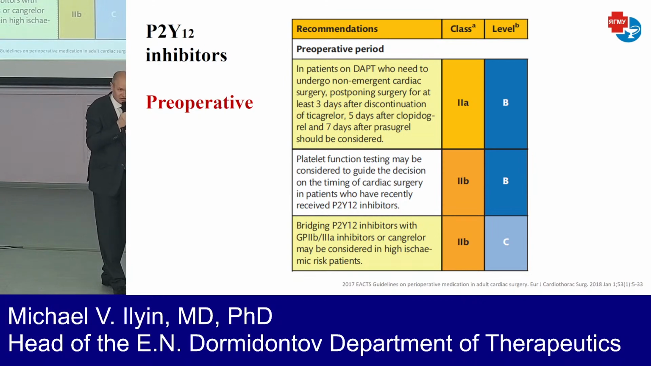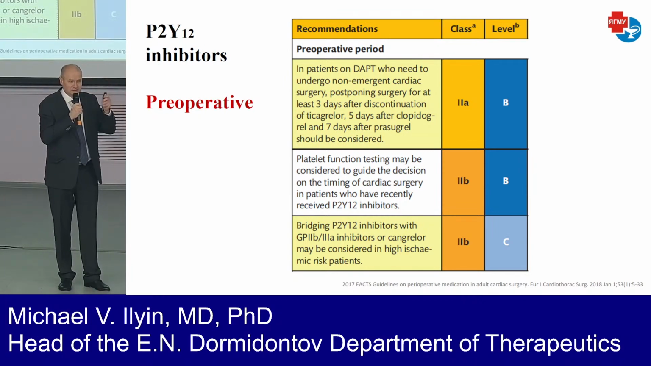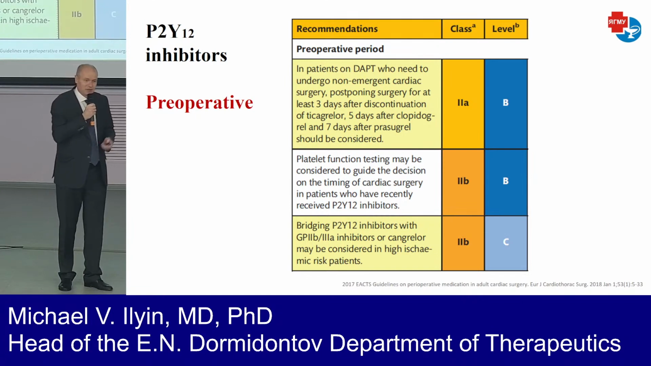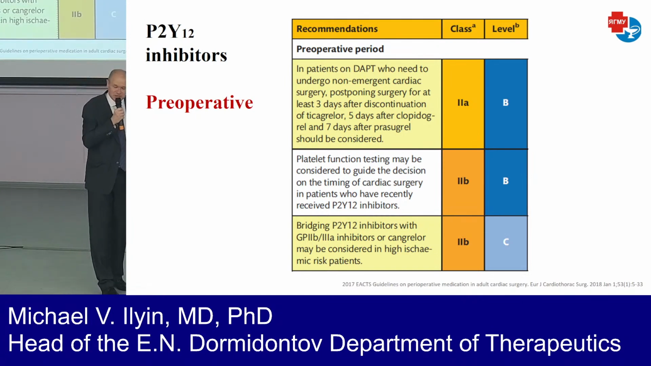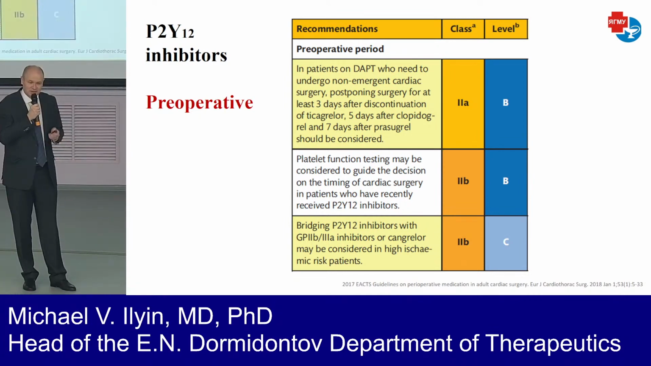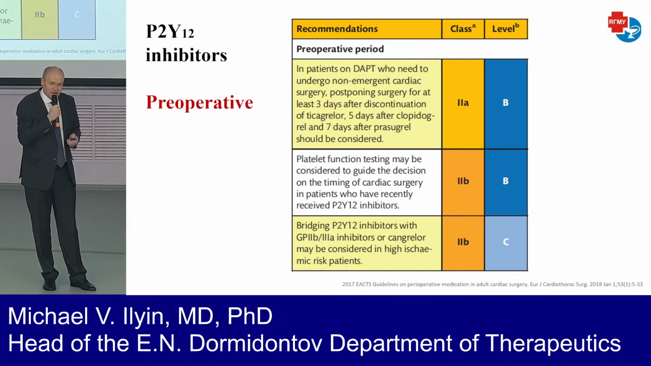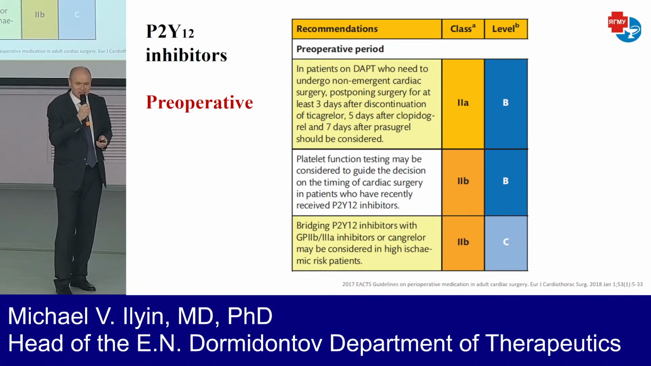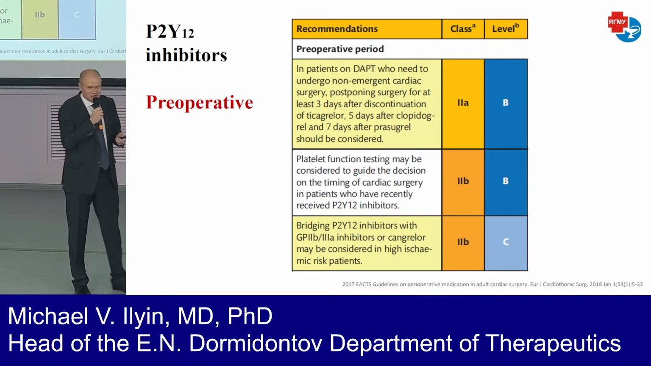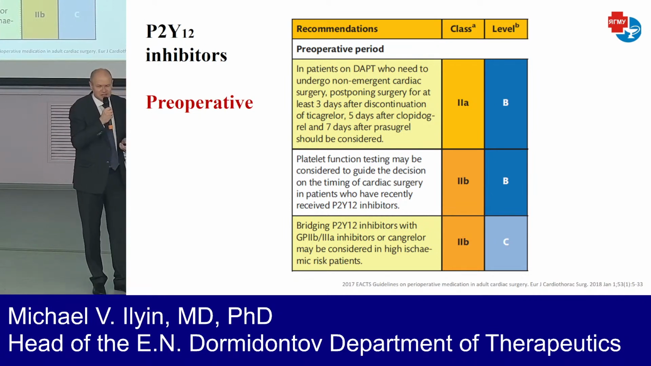So, preoperatively, you see the logic. Preoperatively, postoperatively. So the second group, preoperatively. In patients on DAPT, double antiplatelet therapy, who need to undergo non-emergent cardiac surgery, postponing surgery for at least 3 days after discontinuation of ticagrelor, 5 days after clopidogrel, and 7 days after prasugrel should be considered. So you see, 3 days for ticagrelor, 5 days after clopidogrel, and 7 days after prasugrel.